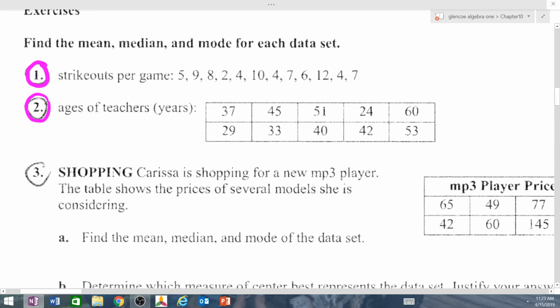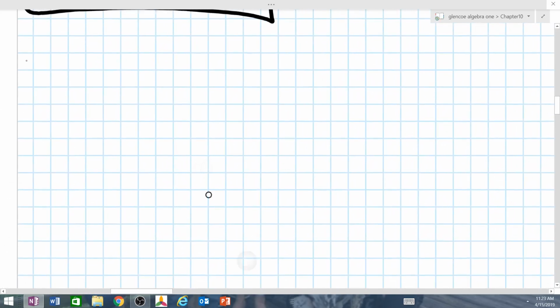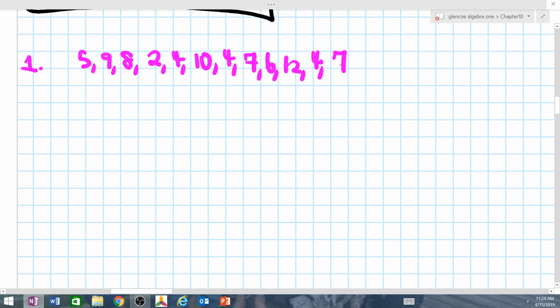The mean, the median, and the mode of the number of strikeouts per game. Let's go ahead and just help you out. So number 1, our data was 5, 9, 8, 2, 4, 10, 4, 7, 6, 12, 4, 7. So the best thing to do is to put them in order.